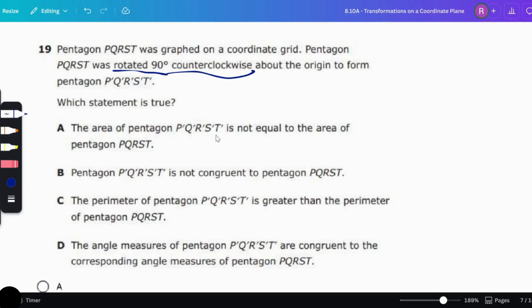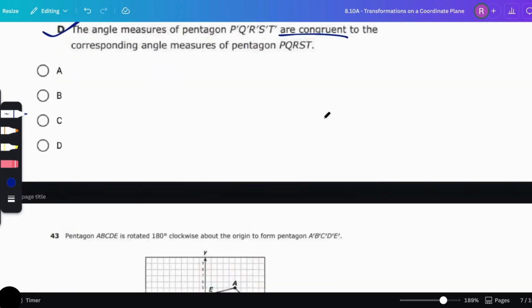The area of pentagon PQRST is not equal. This is not true. Once you hear rotate and you see not equal, it is not true. Is not congruent. This is not true. Is greater than. This is not true. So the angle measures of PQRST are congruent. Yes, they are congruent because it will remain the same size, it will remain the same shape. So once they both have the same size and same shape, that means they are congruent.